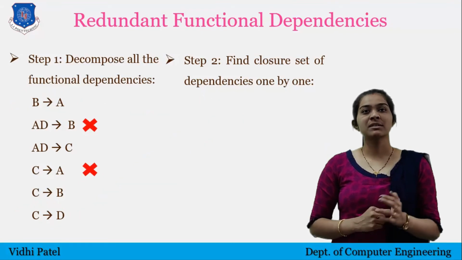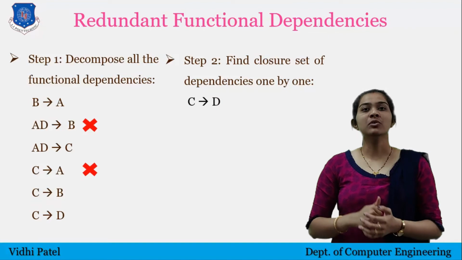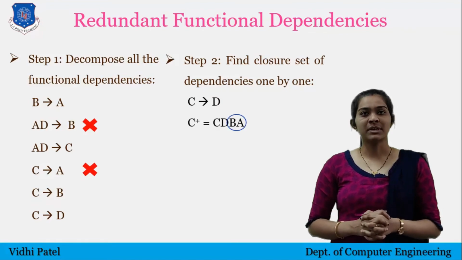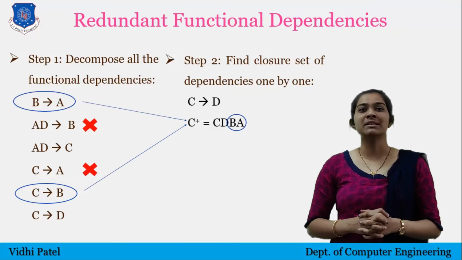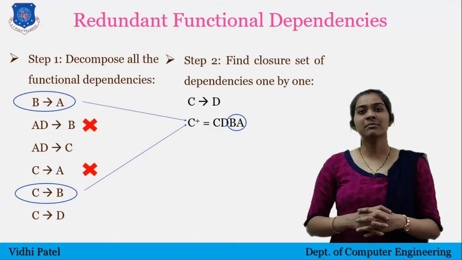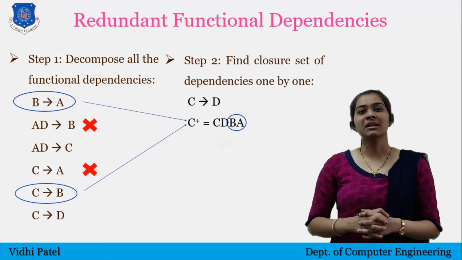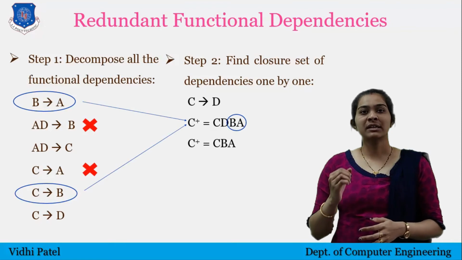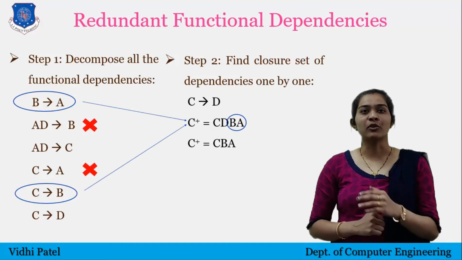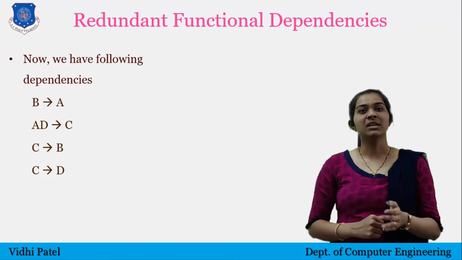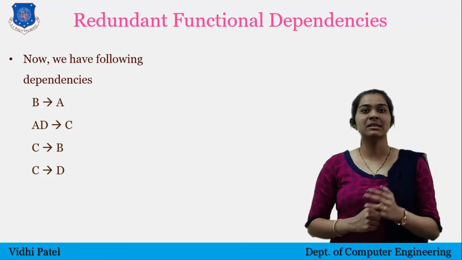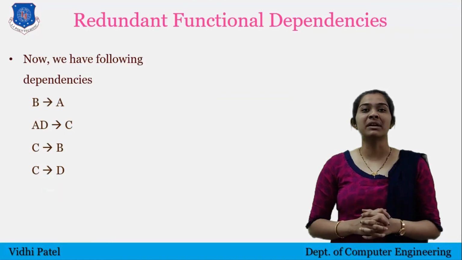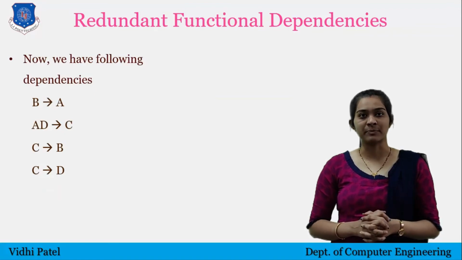Now, the next one is the C determines D dependency. In the closure set of C, we get C, D, B and A. B from the C determines B dependency and A from the B determines A dependency. Without the C determines D dependency, we get C, B, A in the closure set of C. Now, excluding redundant dependencies, we get the following dependencies, which are B determines A, AD determines C, C determines B, C determines D. There is no redundant dependency in the right hand side of the dependencies.